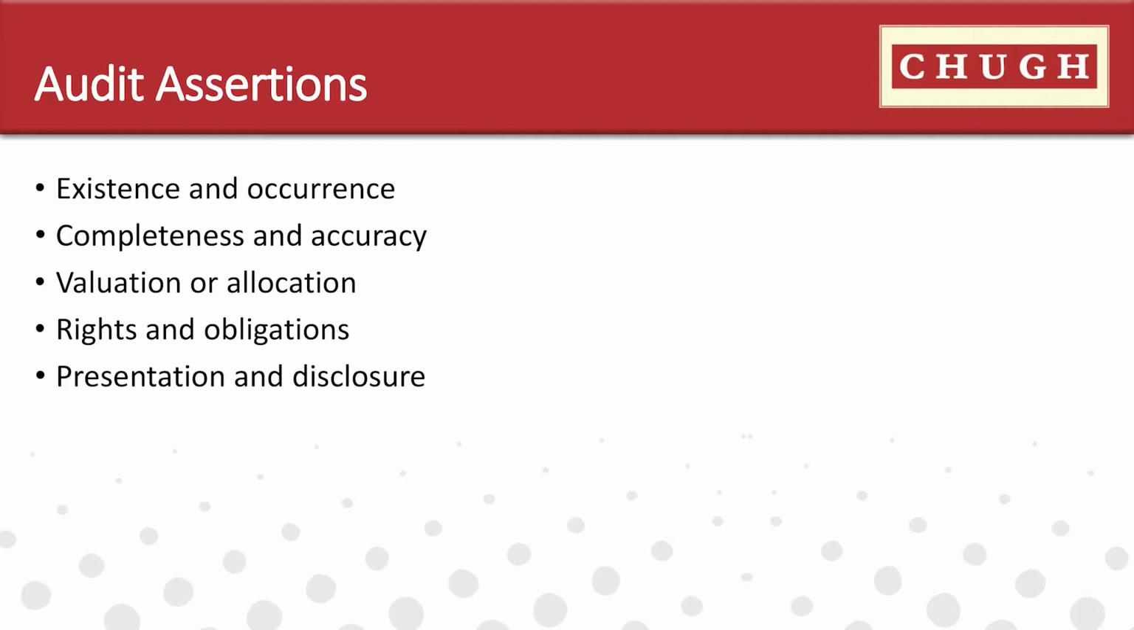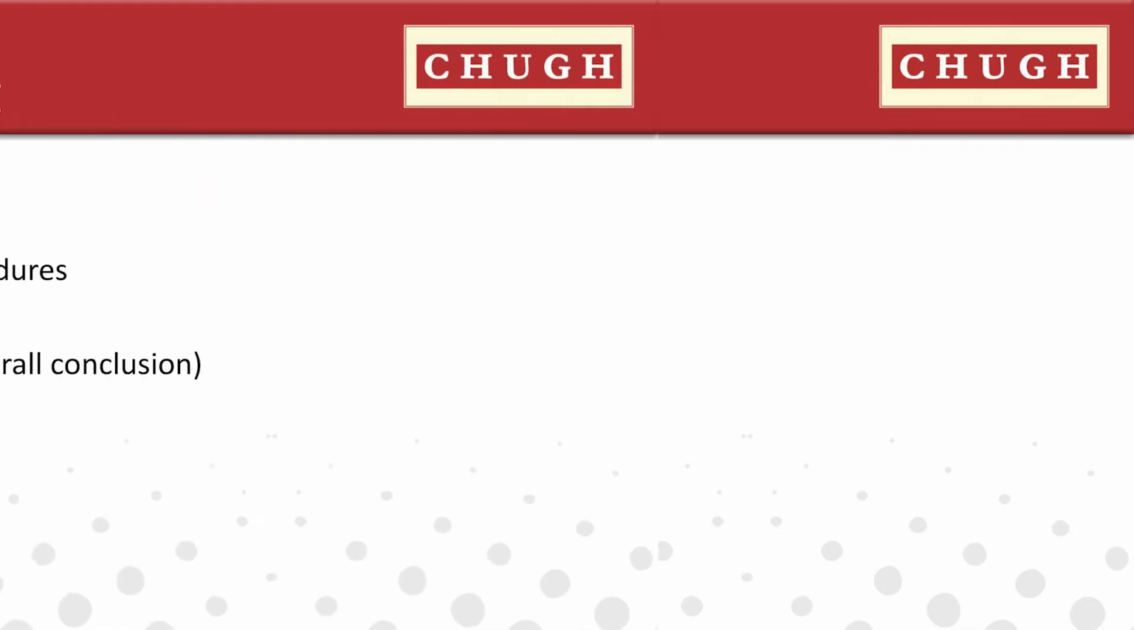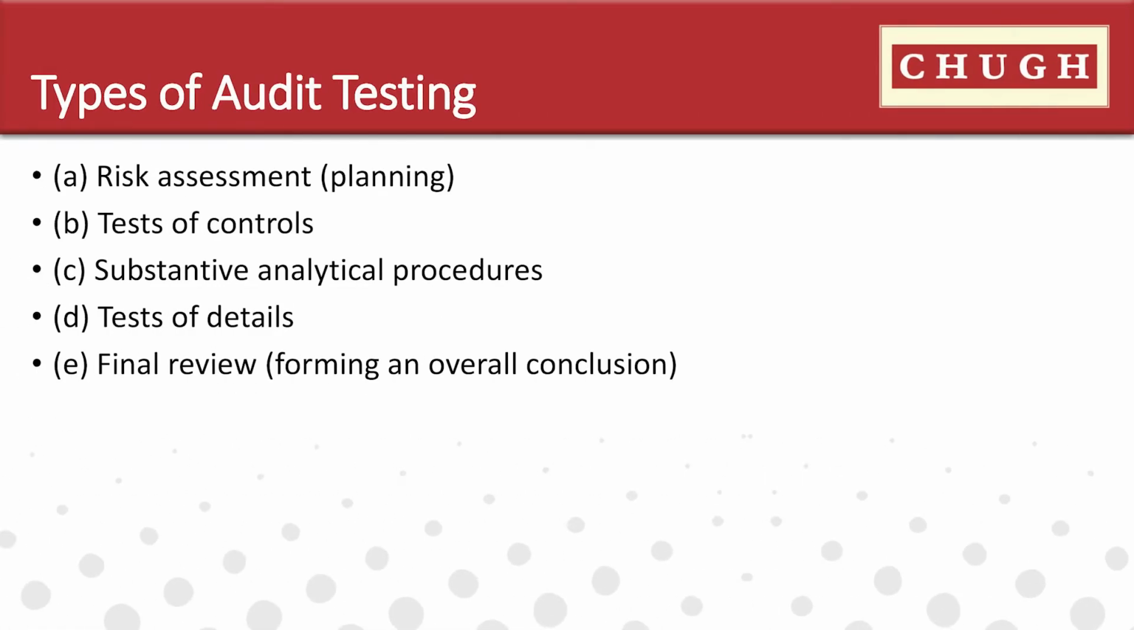The next assertion is presentation and disclosures. Presentation and disclosures is actually a combination of all the above assertions, where the transactions have been categorized correctly and disclosures have been made in a manner that is understandable. So Komal already discussed the risk assessment planning, and the various steps of the audit testing is where I'll carry forward. The first step I'll want to discuss is the test of control.